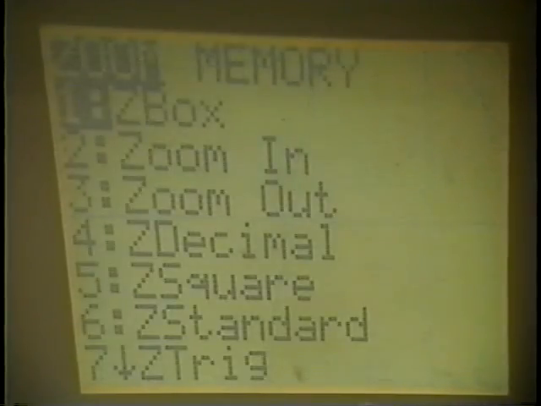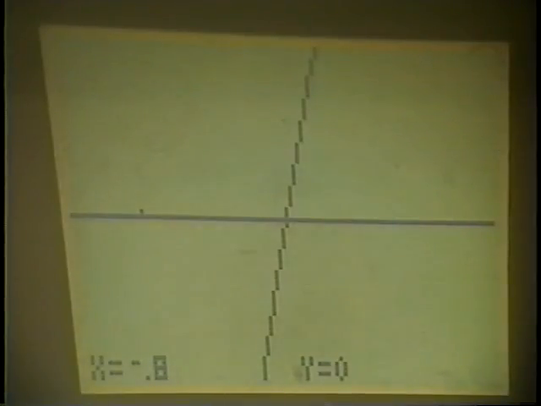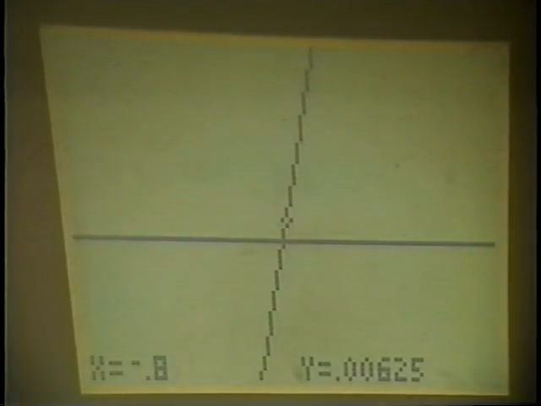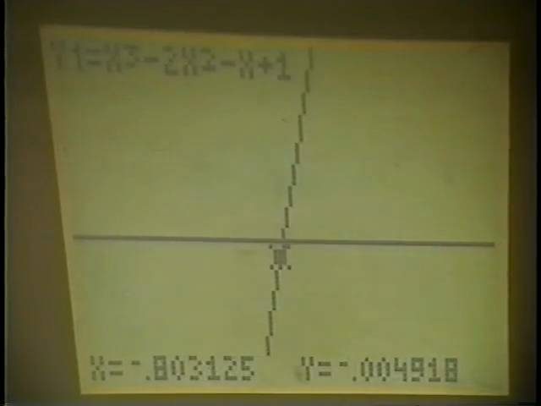Hit zoom 2 and enter again. And if I hit trace, I'm still pretty close to where I want to be. Let's do it again. Zoom 2, enter. Now I've blown it up to the extent that the trace key is not so close to the root anymore. So I move a little to the left to get a better fix on it, and I hit again, zoom 2, enter.